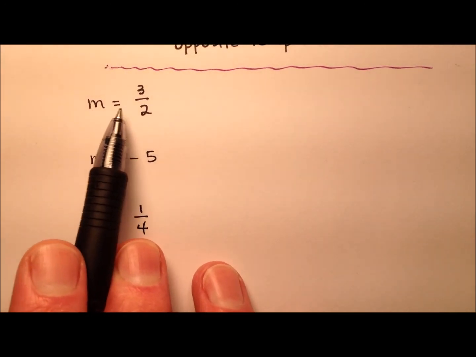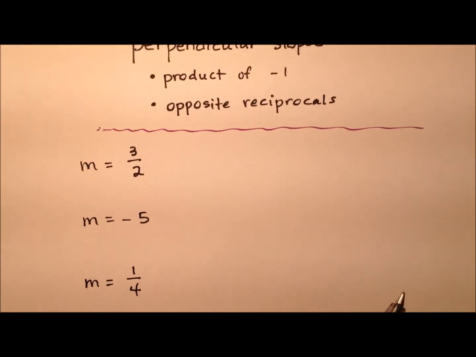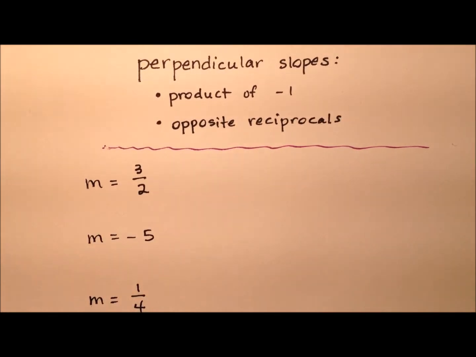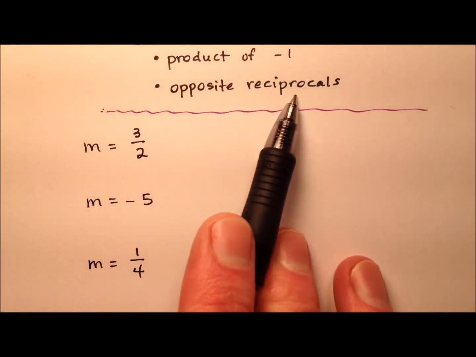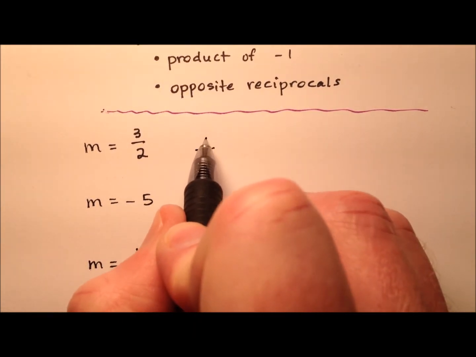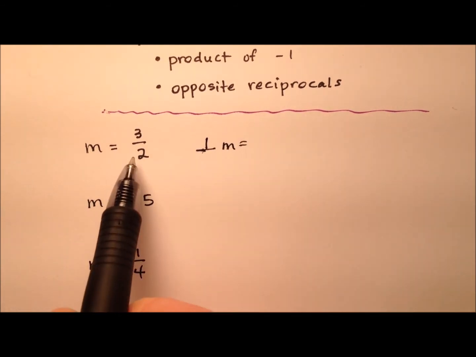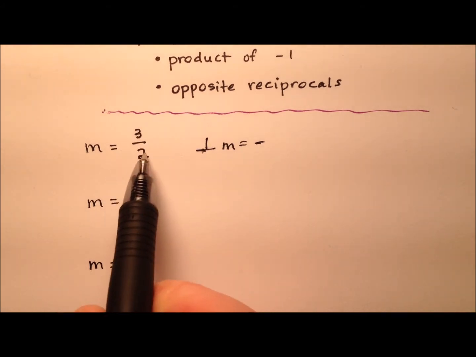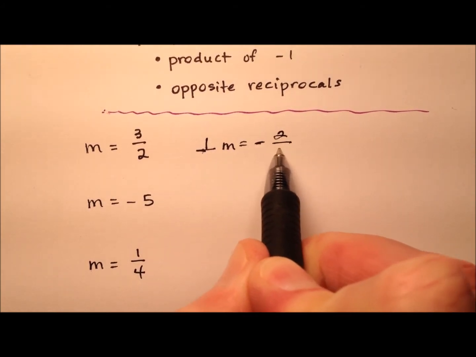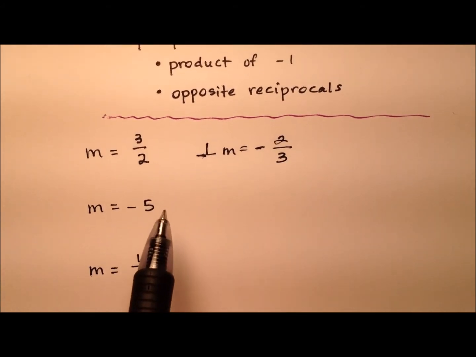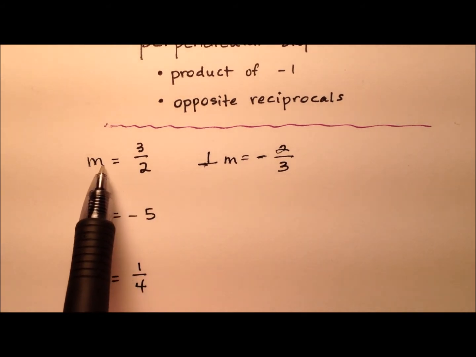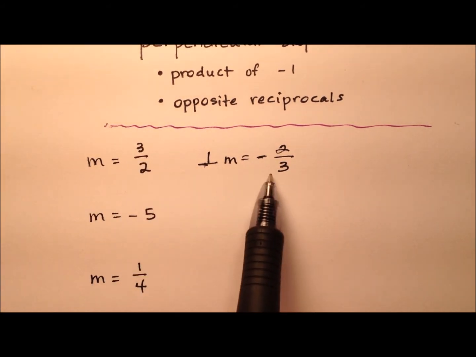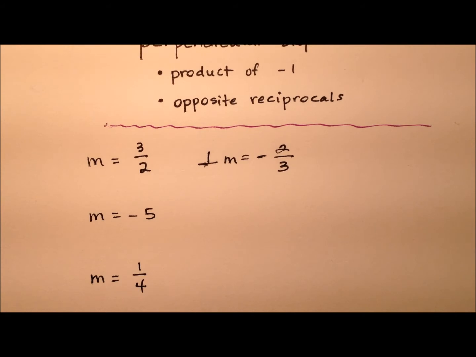So if we have a slope of 3/2, what will be the perpendicular slope of that? Well, it's the opposite reciprocal. So we're going to say a perpendicular slope will be, well, this is positive, so it'll have to be negative. And we're going to take the reciprocal, so 3/2 becomes 2/3. So we're going to say that the slope that's perpendicular to 3/2 is -2/3.